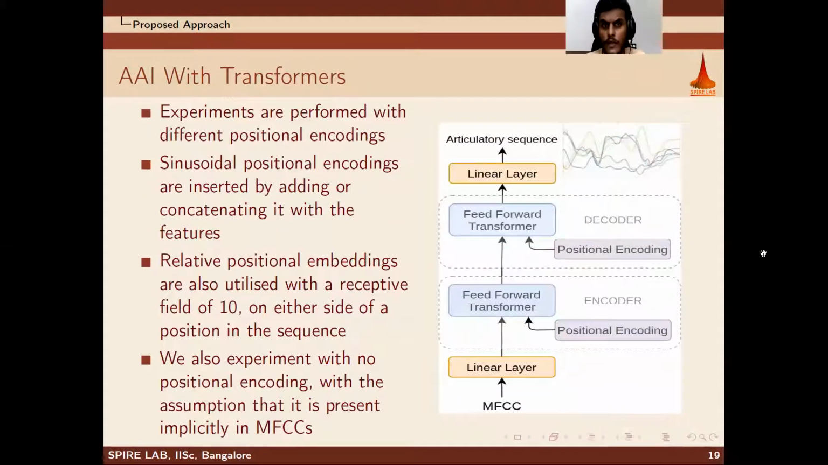We'll first have sinusoidal positional encoding, which can be added or concatenated with the features before passing them to the transformers. Then we can also have relative positional embeddings, and here we'll be using a receptive field of 10 on either side of a position in the sequence, and these relative positional embeddings are added inside the transformer operation. Now we also have an experiment with no positional encoding, with the assumption that it is present implicitly in the MFCCs.